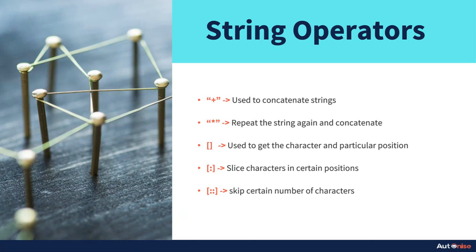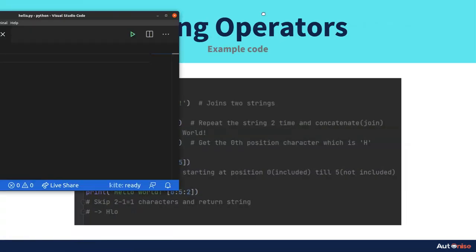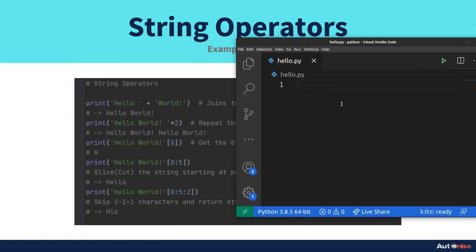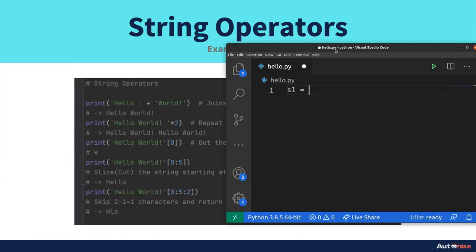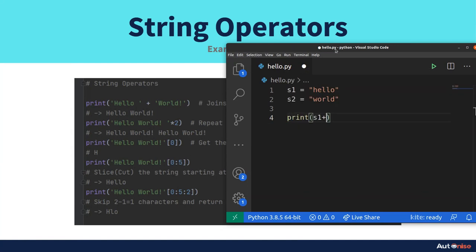Let's know more about these operators with some hands-on experience. So let's open our text editor and write some code there. First of all, let's create our first variable as string one, and let's say it is hello. Similarly, we have another variable s2, which is world. Let's use our plus operator and print s1 plus s2.